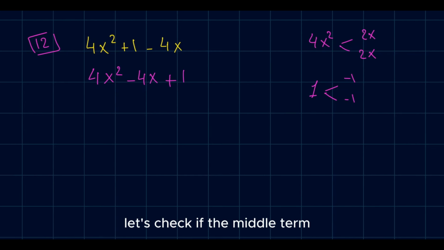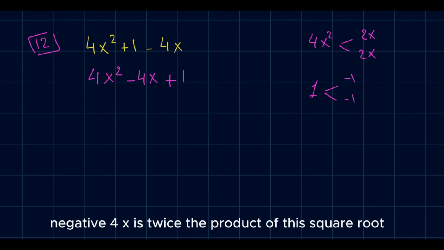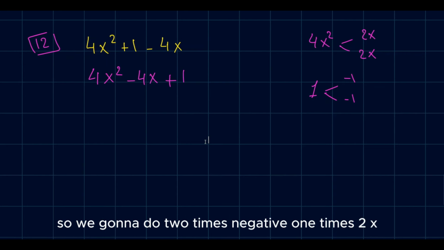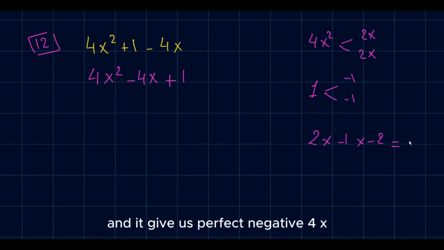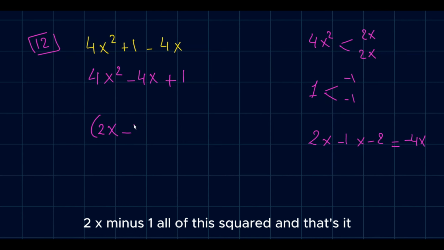Let's check if the middle term, negative 4x, is twice the product of these square roots. So we're gonna do 2 times negative 1 times 2x, and it gives us perfectly negative 4x. So we're gonna have over here 2x minus 1, all of this squared. And that's it.